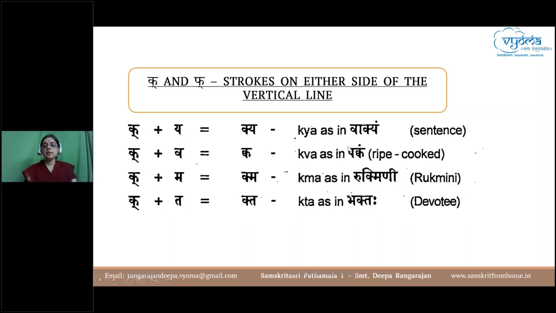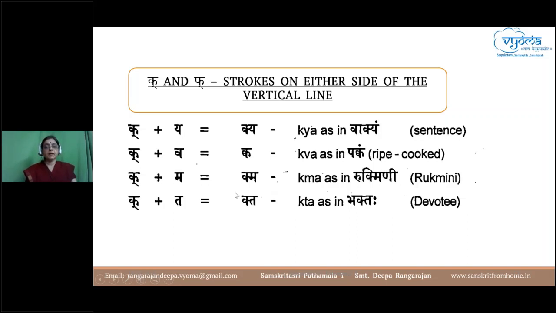And actually, this is a napumsakalinga word here. And the makara should come after the kva. The dot above, the anuswara here, is not right. So when you practice, you have to practice it with the makara at the end. You can continue.